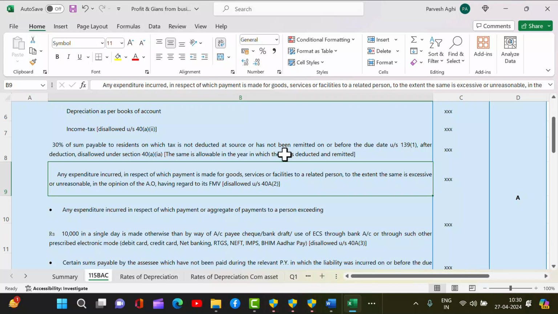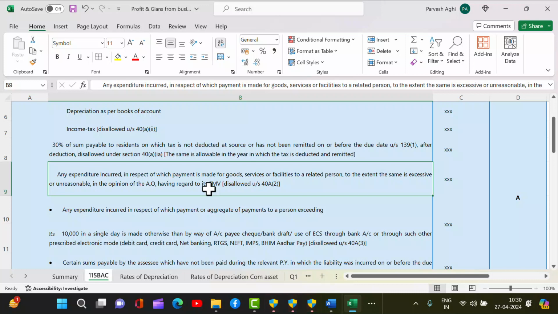Okay. So any expenditure incurred in respect of which the payment is made for goods, services, or facilities. Suppose I'm buying some equipment or some goods which are otherwise available in the market for a lower value, but I'm buying it from a related person, a person known to me, and I'm paying him more money. In that case, if it is above the fair market value, it will be disallowed.